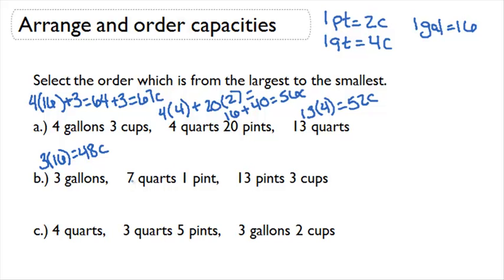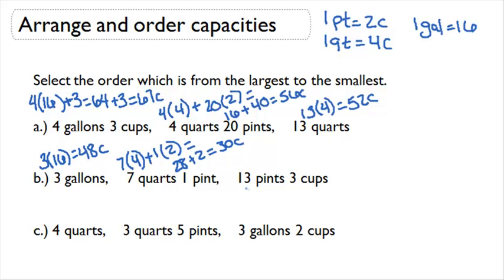Our second says 7 quarts and 1 pint. Now, there are 4 cups in each quart, so here we have 7 times 4, plus there are 2 cups in each pint. So we have 1 pint times 2 cups. That's the same thing as 28 plus 2, which is equal to 30 cups.